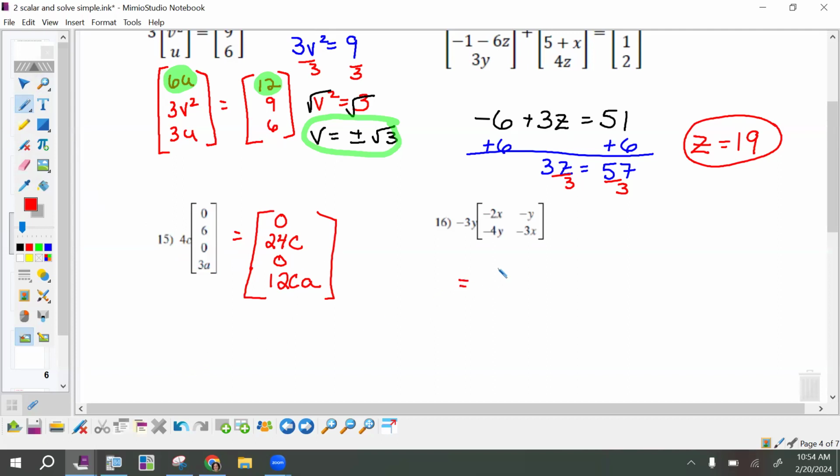All right, 16. -3y times -2x is 6xy. I'm going to put my variables in alphabetical order. -3 times -1, y times y, -3 times -4, and then y squared. And then -3 makes 9, xy.